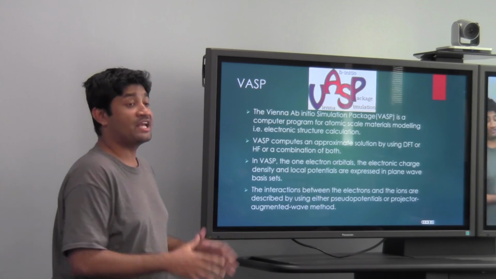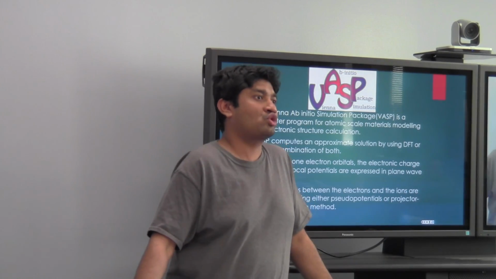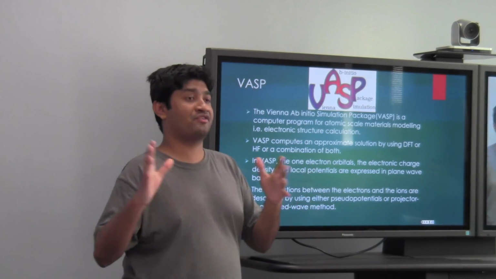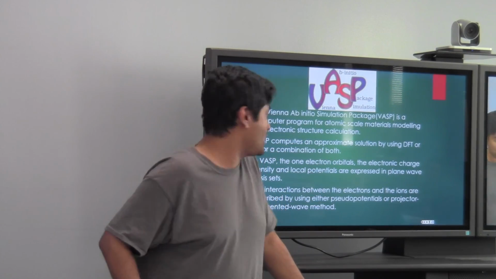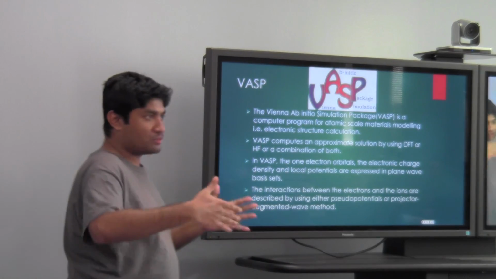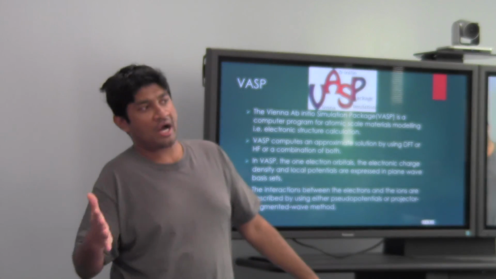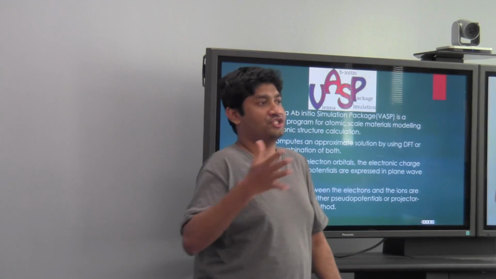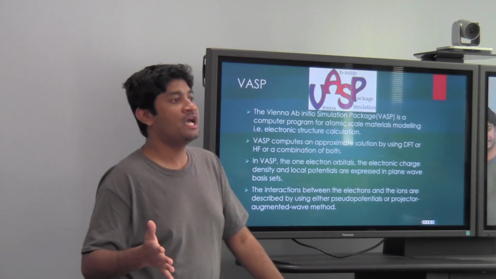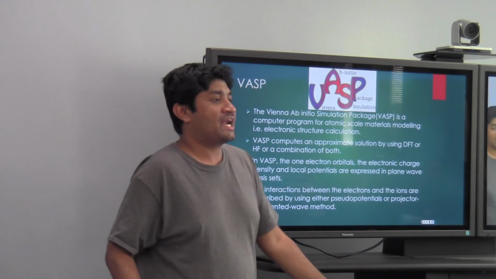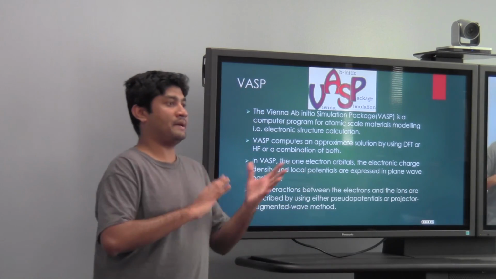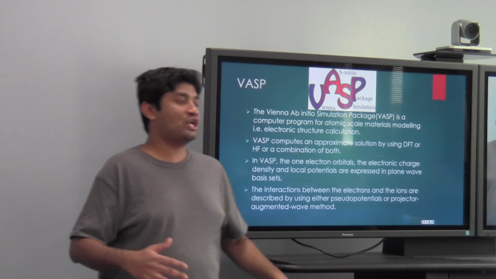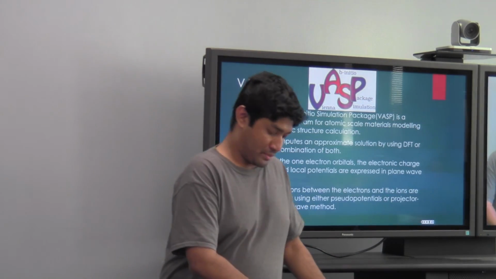Now VASP. The Vienna Ab initio Simulation Package is a computer program for atomic scale materials modeling, like electronic structure calculation. It computes an approximate solution by using DFT or Hartree-Fock or a combination of both. In VASP, the one electron orbitals, the charge density, and the local potential are expressed in plane wave basis sets. The interaction between the electrons and ions is represented either by pseudopotentials or by the projector augmented wave method.